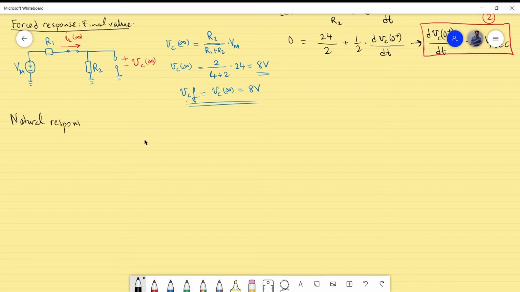Natural response, that means the circuit redrawing, means there is a short for the Vm, the R1 is still in place, the inductor will be shown, and the R2 here is in place, and the C, the capacitor, is also shown.